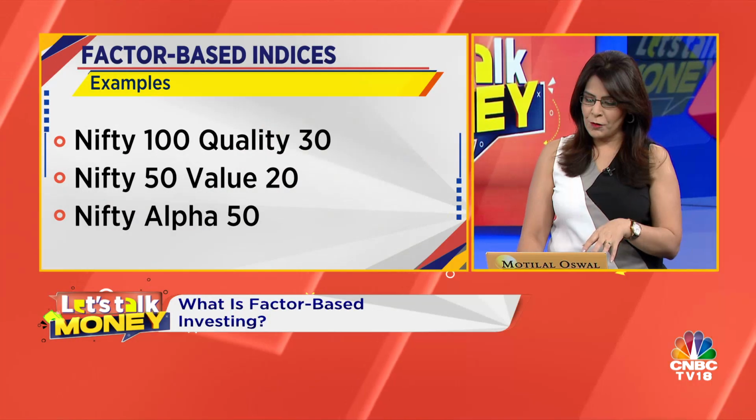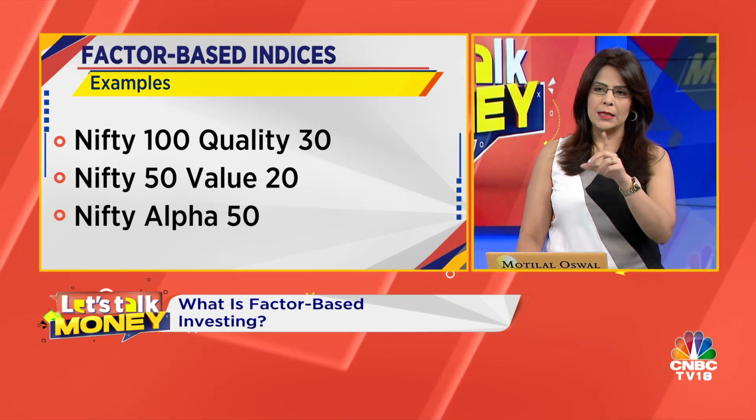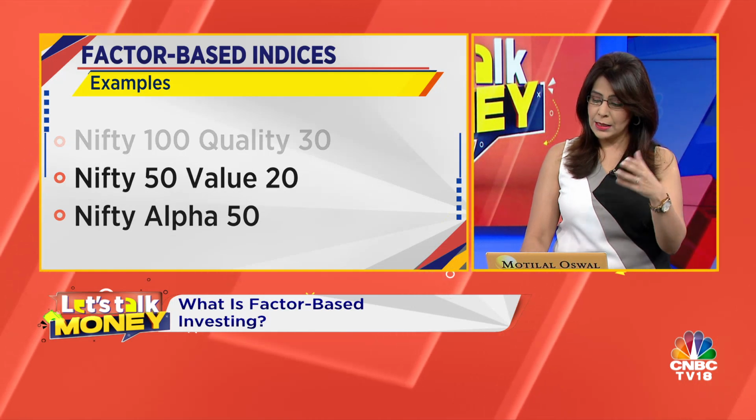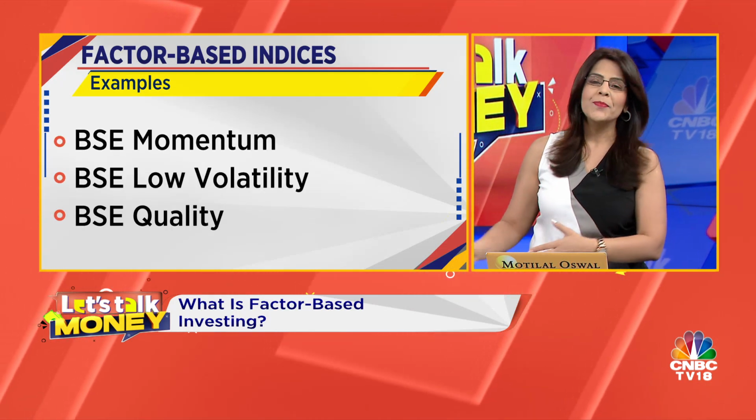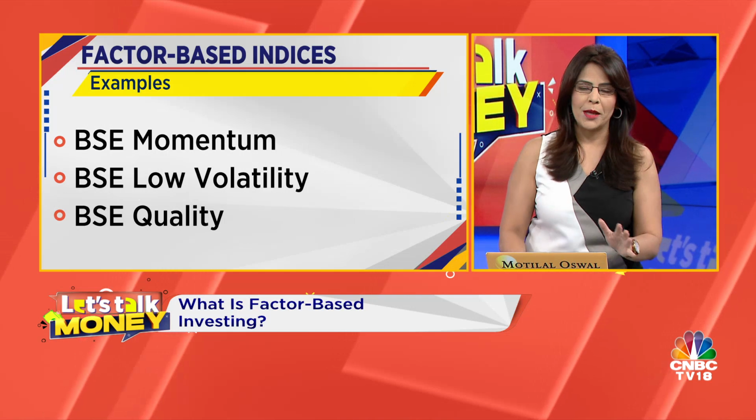I'll just take some names to give an example. There's the NSE 100 Quality 30, there's a Nifty 50 Value 20, there's the Nifty Alpha 50. These are the Nifty indices that I'm naming. There's a Nifty 200 Momentum 30. What do all of these mean? We'll talk about that in just a bit.